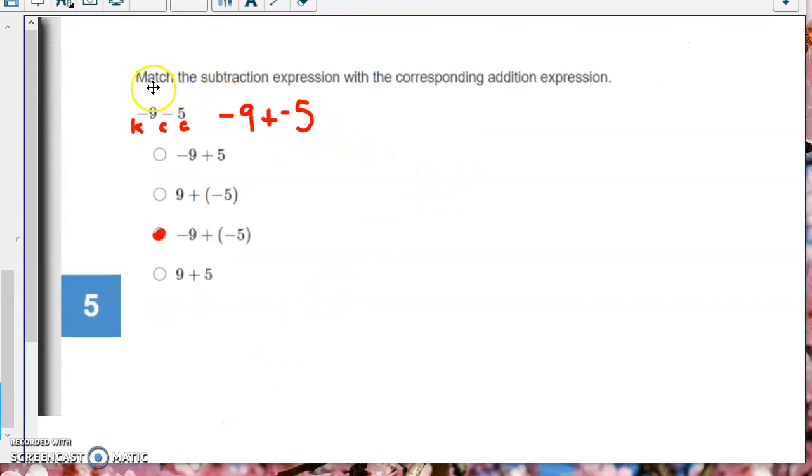Question number 5, same thing. Match the subtraction expression with the corresponding addition expression. Keep, change, change. So negative 9 stays exactly the same. Change the minus sign to a plus. And the opposite of 5 would be negative 5, so the resulting addition expression would be negative 9 plus negative 5, which would be this one right there.